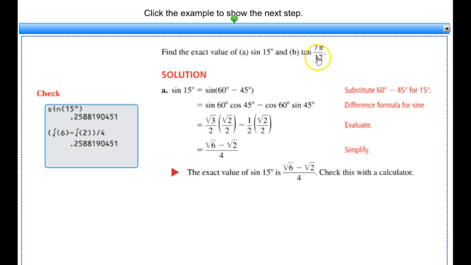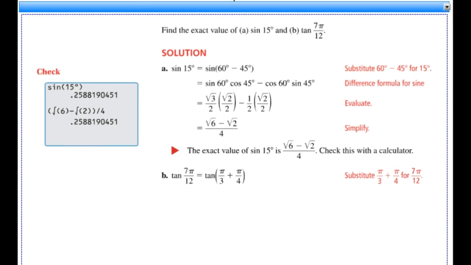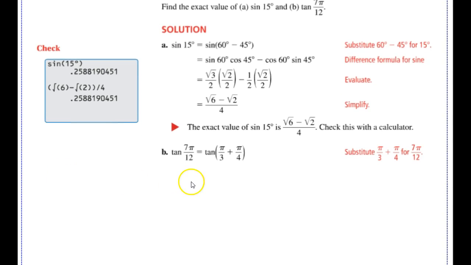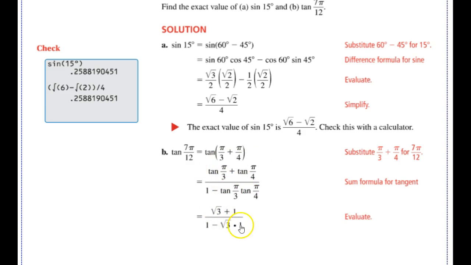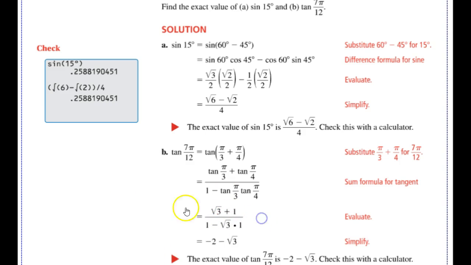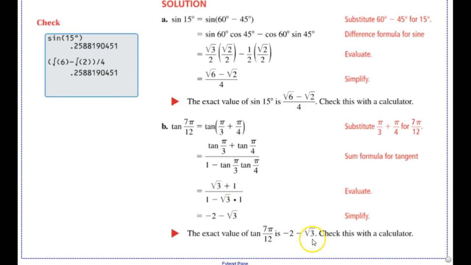So now we're going to be looking at tangent of 7 pi over 12. I don't have 7 pi over 12 on my unit circle, but this is going to be the same thing as pi over 3 plus pi over 4. I just broke this into pieces that I know are on my unit circle. Now I use my sum formula for tangent, substitute and evaluate what I know from my unit circle, and then I can simplify that. So my exact value for tangent of 7 pi over 12 is -2 minus the square root of 3.